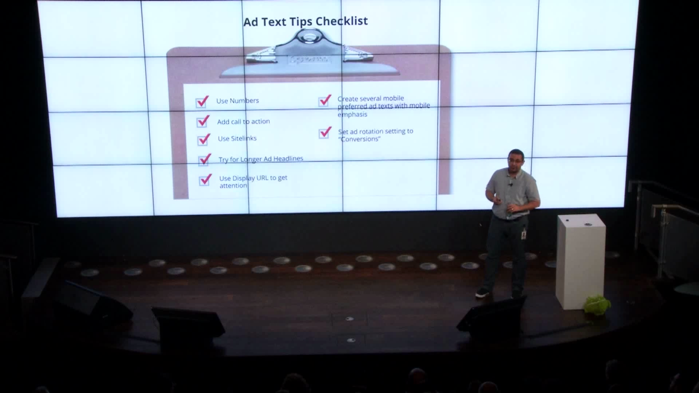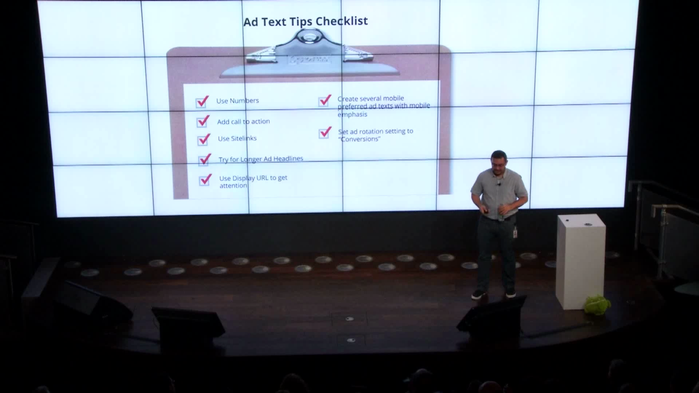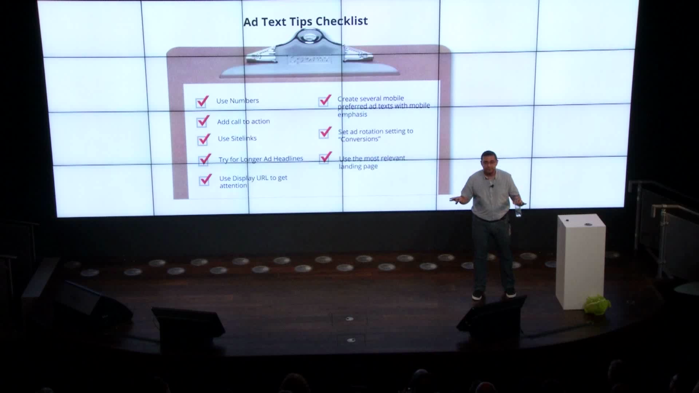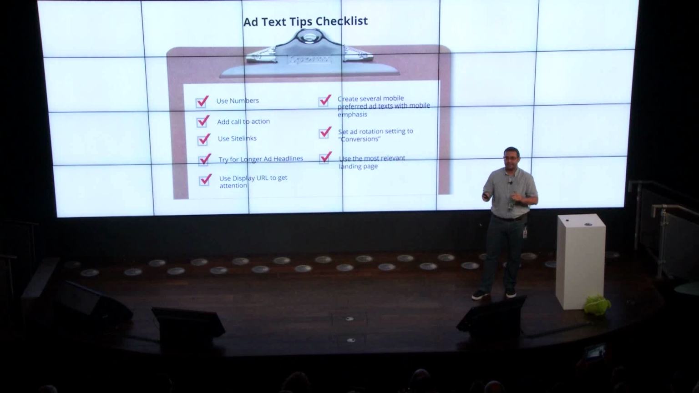Ad rotation setting to conversions is very, very important, and on average, we got 5% higher conversions only with this setting. No keyword, no ad text changed. I wanted to add this. I know this is a very basic one, but it works. Use the most relevant landing page. If you have 50 different products, don't bring the user to your homepage. Please bring the user to the most relevant page so that they will not get lost and just bounce.